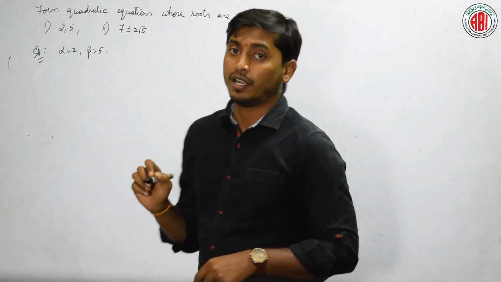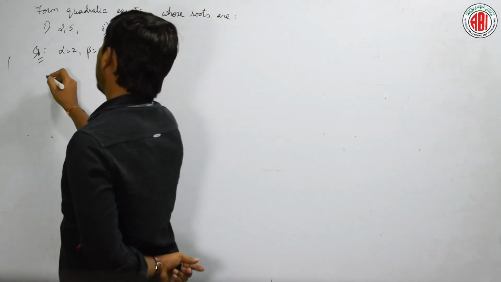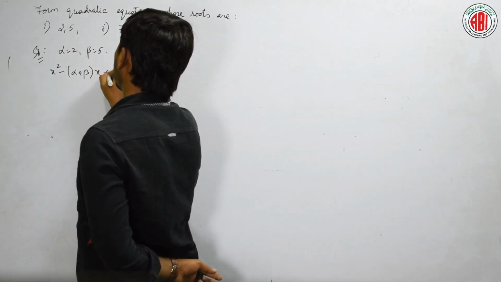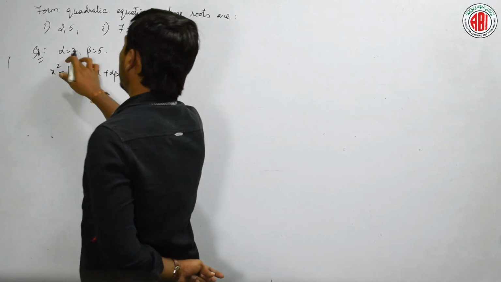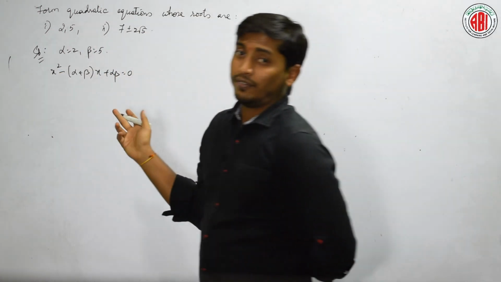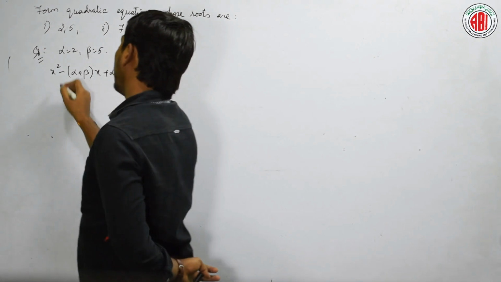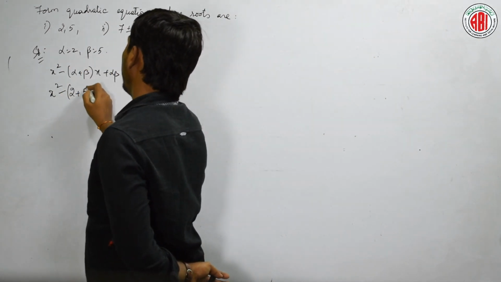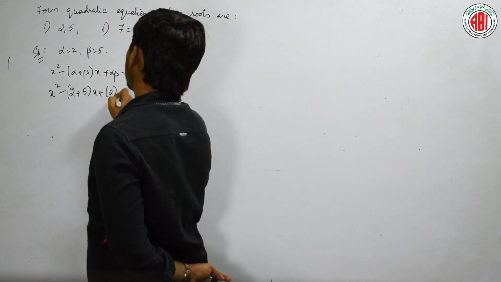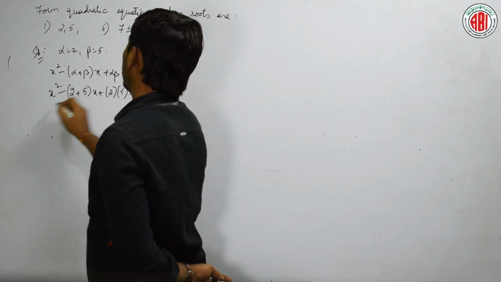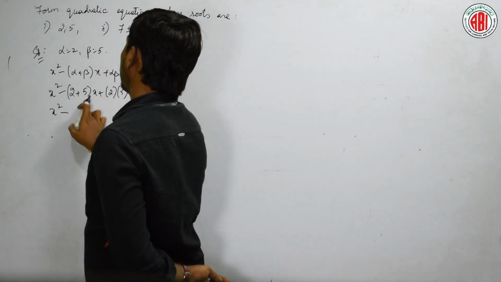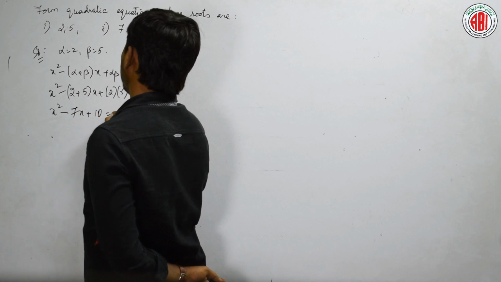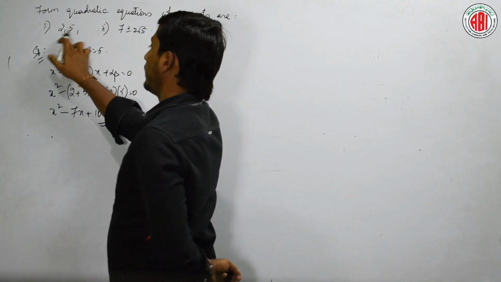What is the formula? Quadratic formula, that is the equation, that is x square minus alpha plus beta into x plus alpha beta is equal to 0. Just substitute the values and find out the equation. That is x square minus 2 plus 5 into x plus 2 into 5 is equal to 0. That is x square minus, how much is 2 plus 5? 7x plus 5 2s are 10 is equal to 0. There is a quadratic equation for this particular roots.